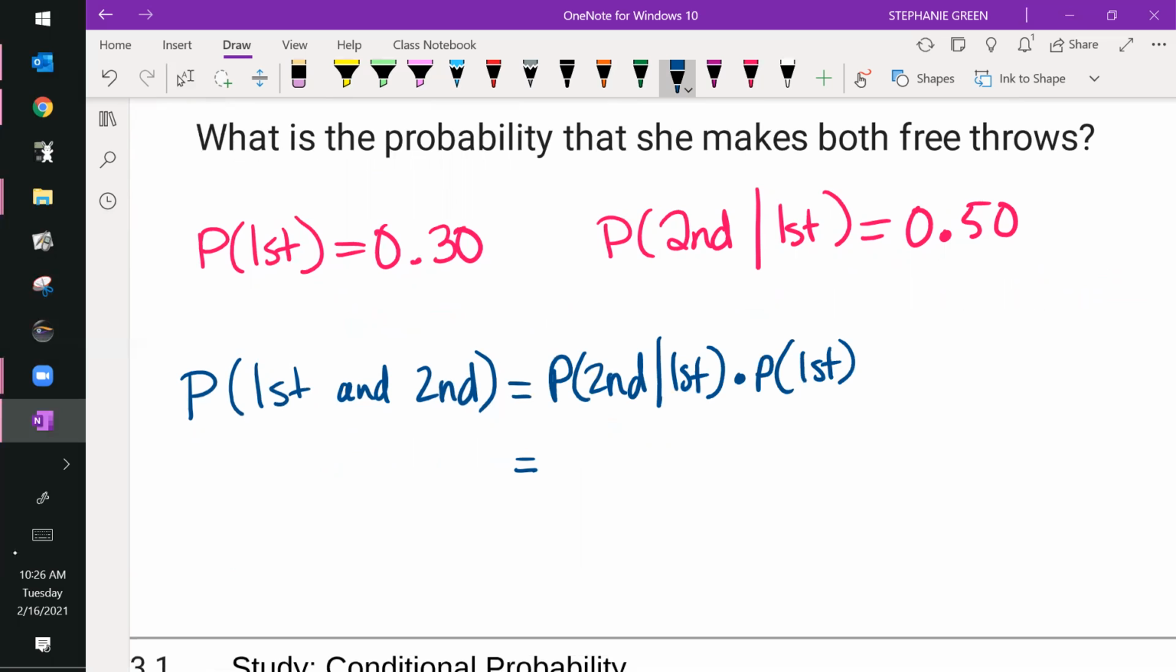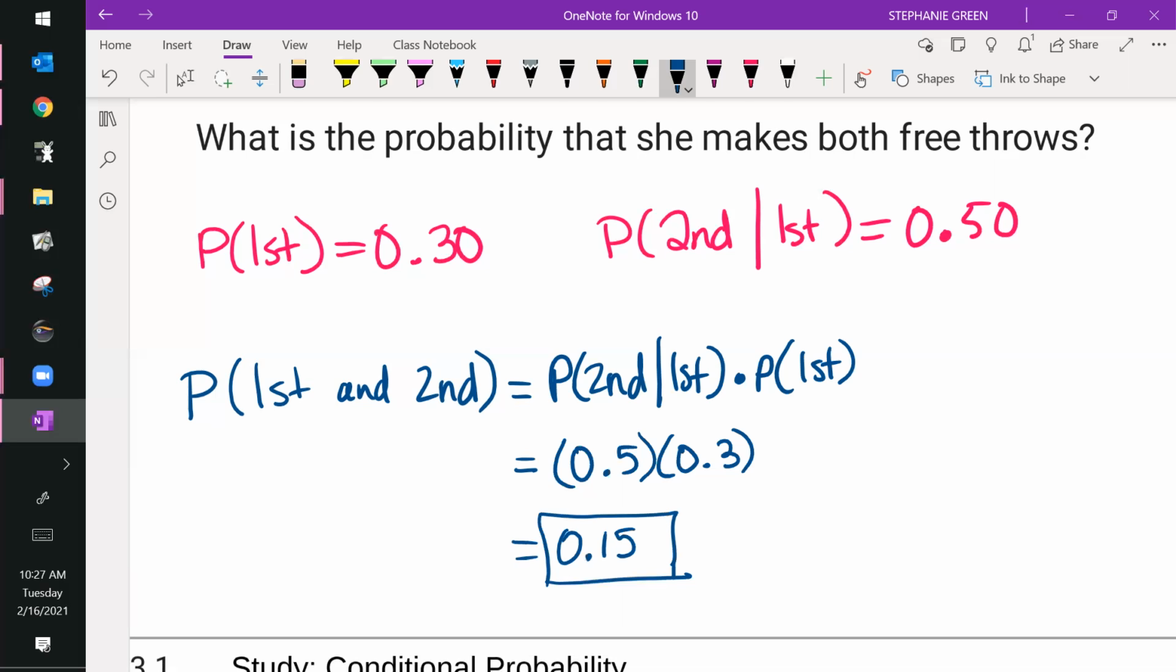The conditional probability was 0.5. And the probability of that condition is 0.3. So 0.5 times 0.3 is 0.15. So the probability that she makes both free throws is 15%.